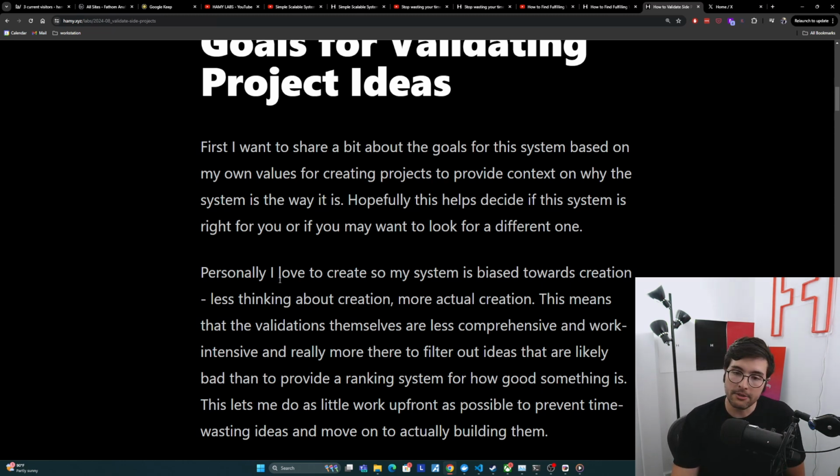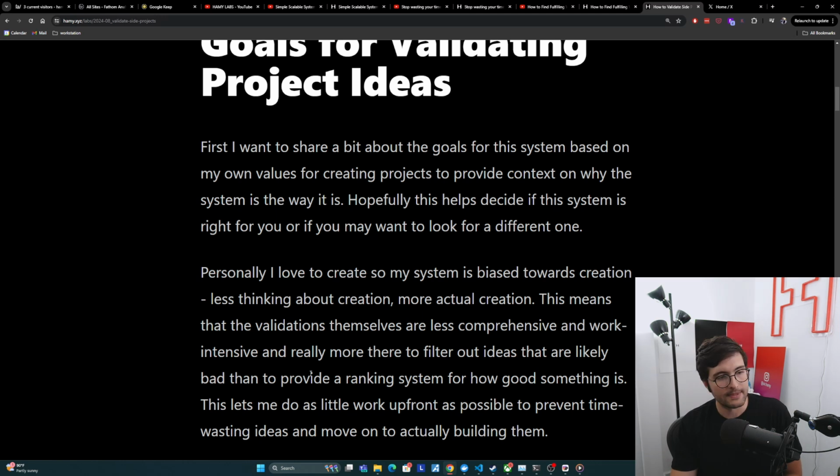Less thinking about creation, more actual creation. This means that the validations themselves are less comprehensive and work intensive, and really more there to filter out ideas that are likely or obviously bad than to provide a ranking system for how good something is. This lets me do as little work up front as possible to prevent time wasting ideas and move on to actually building them.